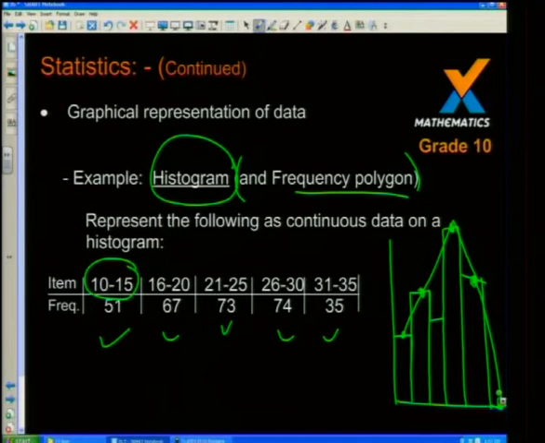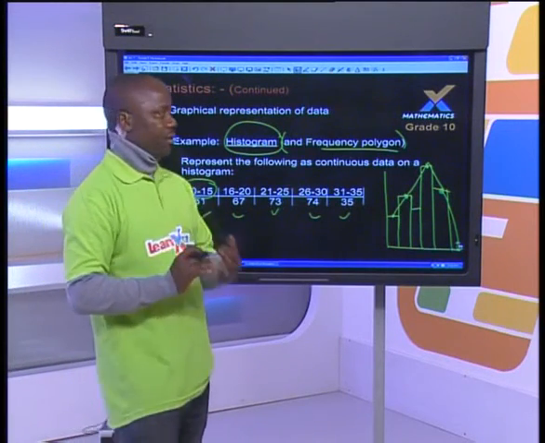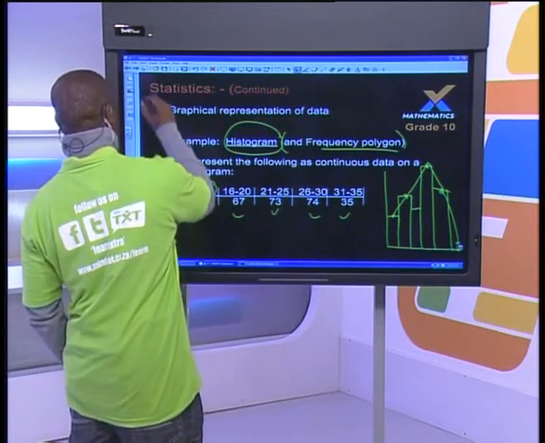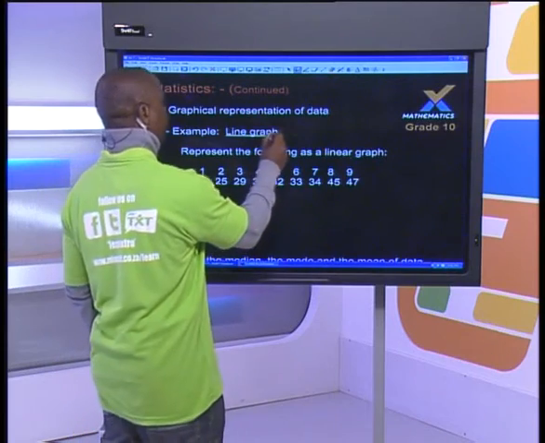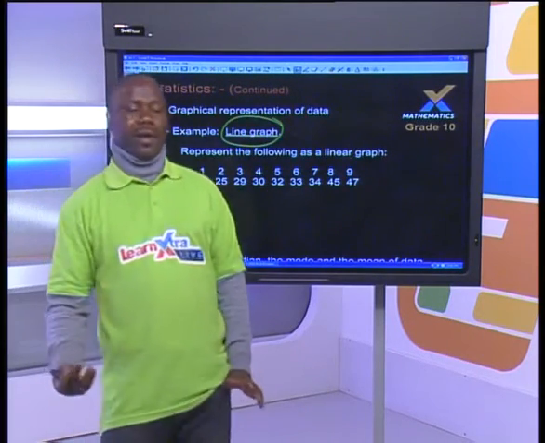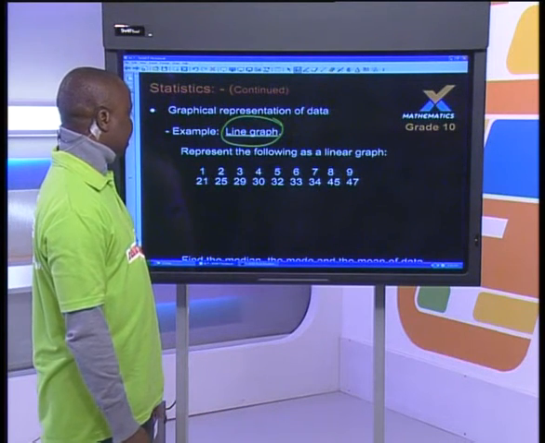So this is what a histogram is about. Associate a histogram with continuous data, and associate a bar graph with discrete data. All right, and what else do I have to cover there? I think most of you will have learned about a line graph anyway. So that's one of the ways we can represent our data.